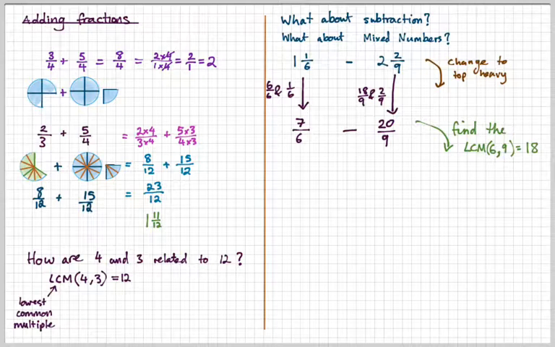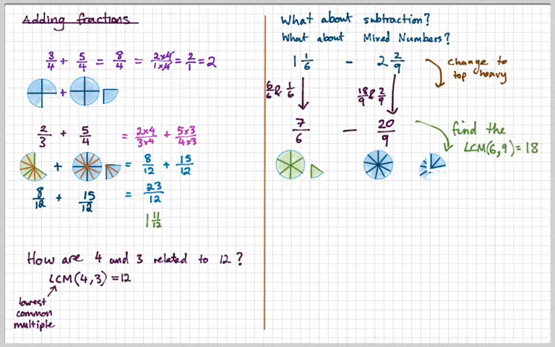So we can turn these into eighteenths. How do we turn sixths into eighteenths? Well, we will split each sixth into parts. I'll draw the sixths and I'll draw the ninths. So we have 7 sixths and 20 ninths. To turn the sixths into eighteenths, we would split each one into 3 parts. So now I have 18 parts to my circle.